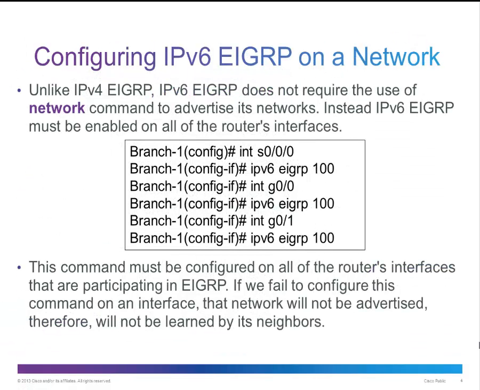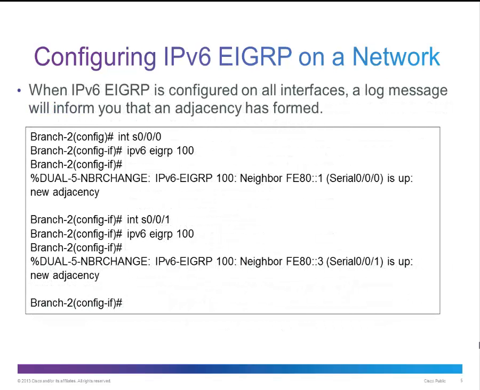Unlike IPv4 EIGRP, IPv6 EIGRP does not require the use of the network command to advertise its networks. Instead, IPv6 EIGRP must be enabled on all of the router's interfaces. This command must be configured on all of the router's interfaces that are participating in EIGRP. If we fail to configure this command on an interface, that network will not be advertised. Therefore, it will not be learned by its neighbors. When IPv6 EIGRP is configured on all interfaces, a log message will inform you that an adjacency has been formed.